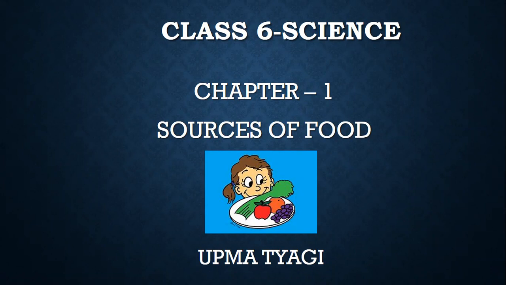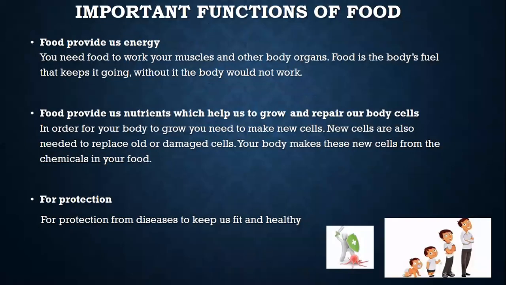Today, I'm going to start with your science chapter 1, sources of food. As you all are aware, energy is required for any machine to do work. In the same way, our body is also like a machine and we also need energy to do work. So from where do we get this energy? We get this energy from the food we eat. So what are the other things food provides us?